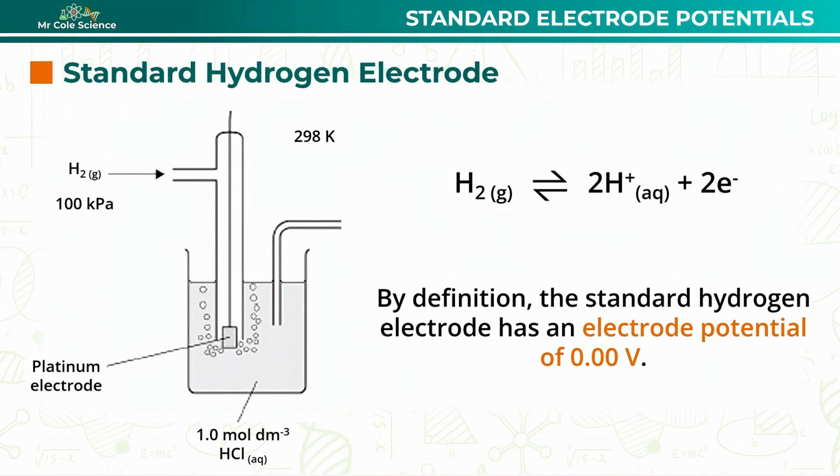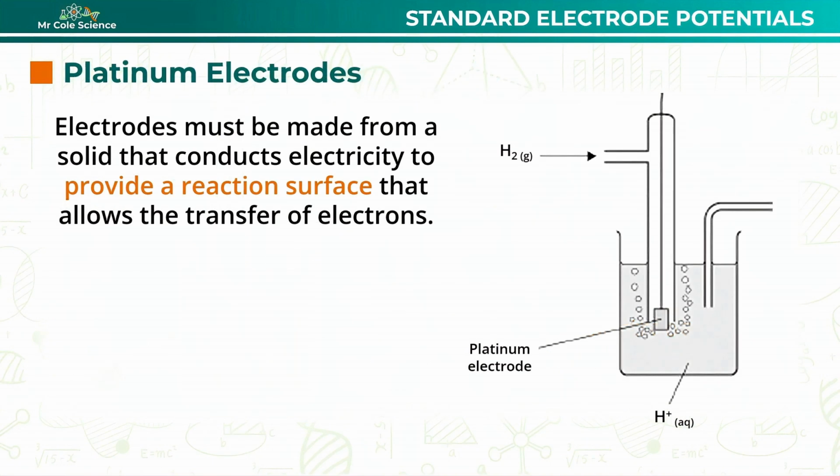But the key question at this moment in time is, why are we using a platinum electrode? In any half cell, the oxidation or reduction reactions occur at the surface of the electrode. Therefore, electrodes must be made from a solid that can conduct electricity so that it provides a reaction surface that allows the transfer of electrons. Typically, half cells use a solid metal in a solution containing the ions of that metal. But hydrogen is a gas at room temperature, so there's no surface for the reaction to occur on, and it doesn't conduct electricity, so won't allow the transfer of electrons.